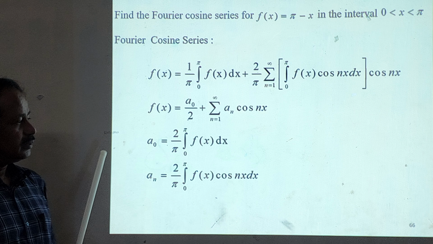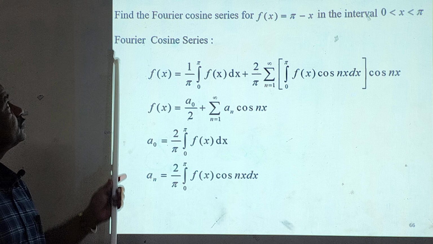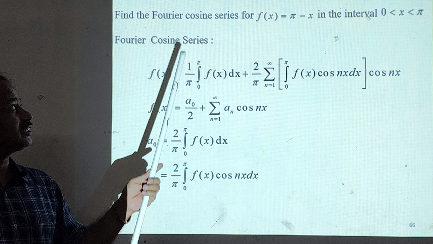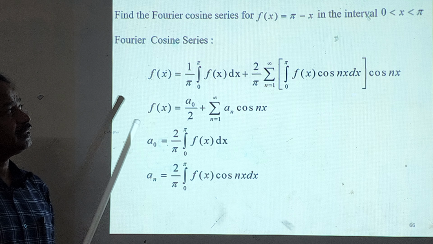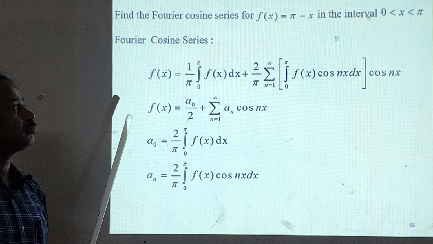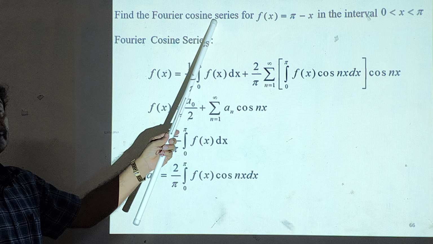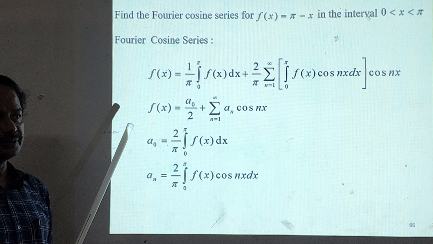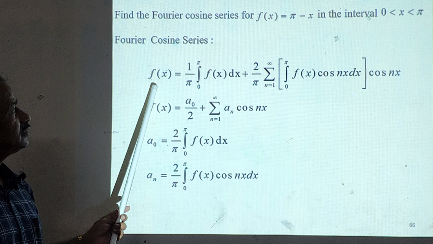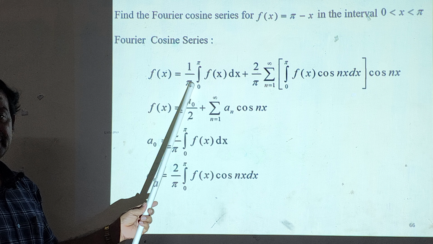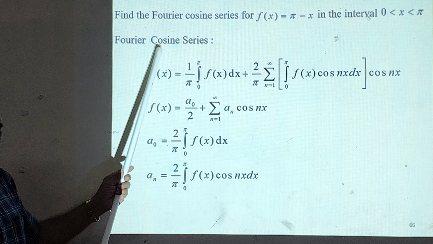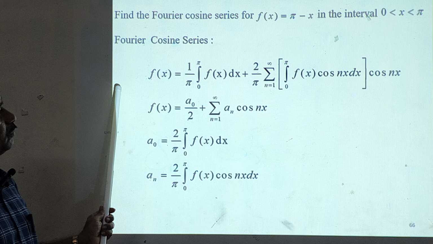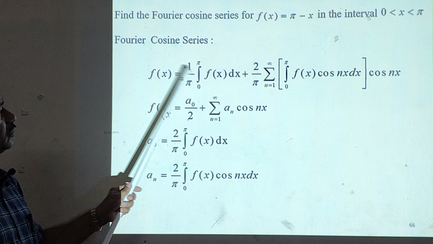Okay. Now we'll go for the last problem. Find the Fourier cosine series of f of x equals pi minus x in the interval x lies between 0 and pi. So we are going to have only the Fourier cosine series. We are going to calculate the Fourier cosine series. Here f of x is equal to the Fourier cosine series, which is given by this.